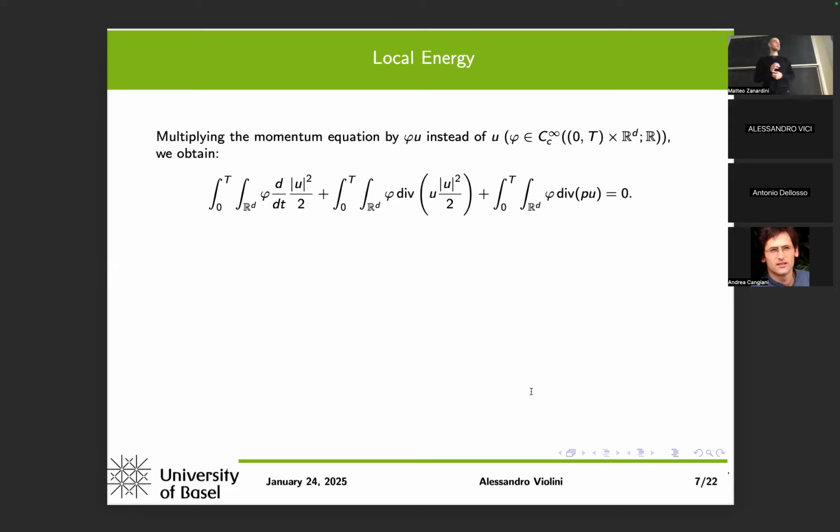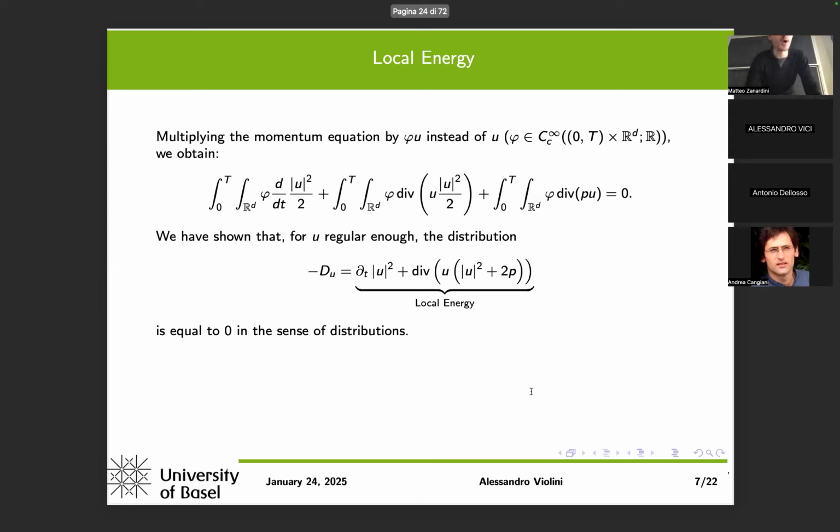And so locally, I have this estimate. Why do I say locally? Because in some sense, since phi is compactly supported, I'm not saying that the whole energy is conserved, but I'm saying that in a small ball where phi is supported, the energy is conserved. And so by the previous computation, you can say that in a regular scenario for U, this local energy is zero in the sense of distributions by this equality. This is just this form written in a distributional sense.